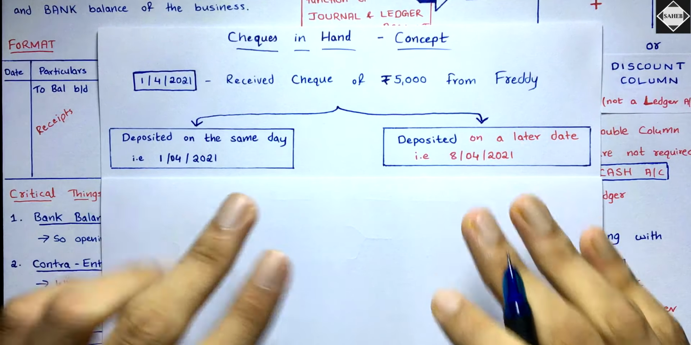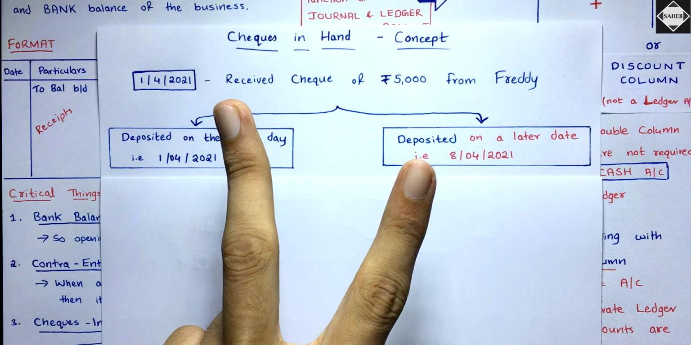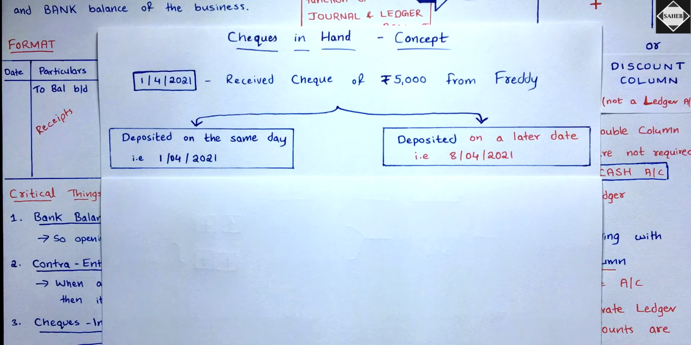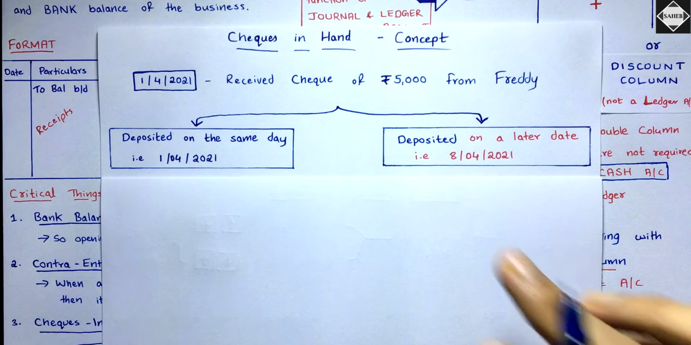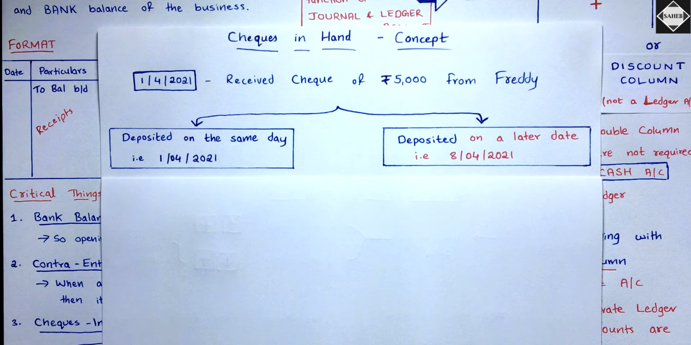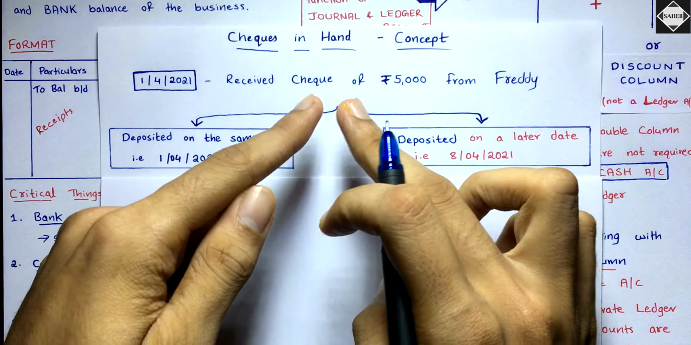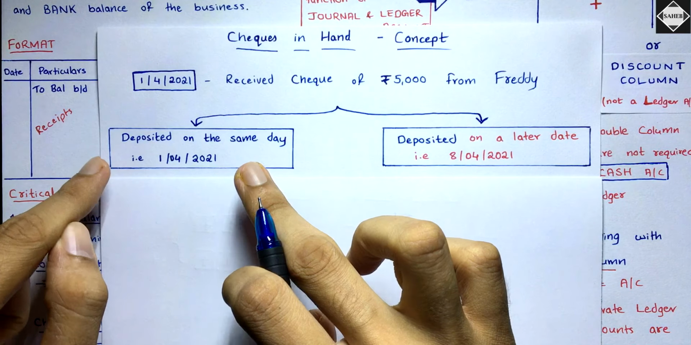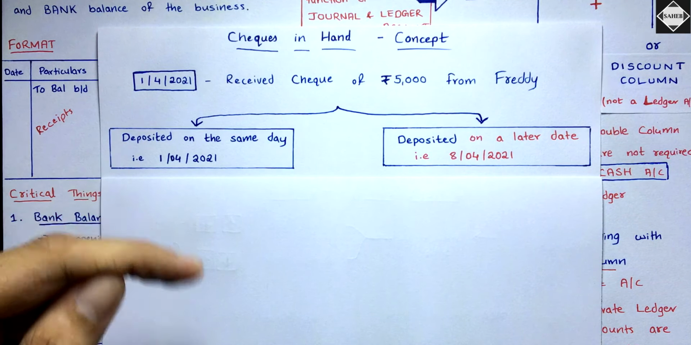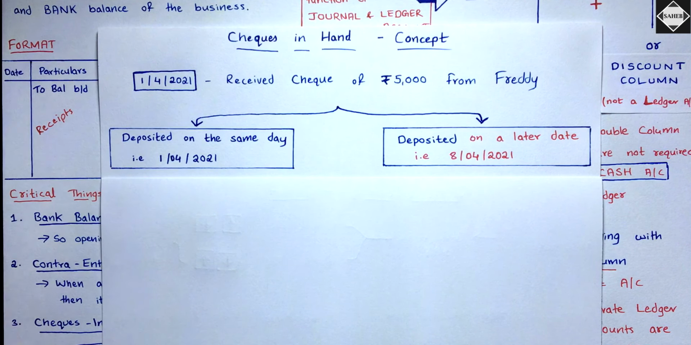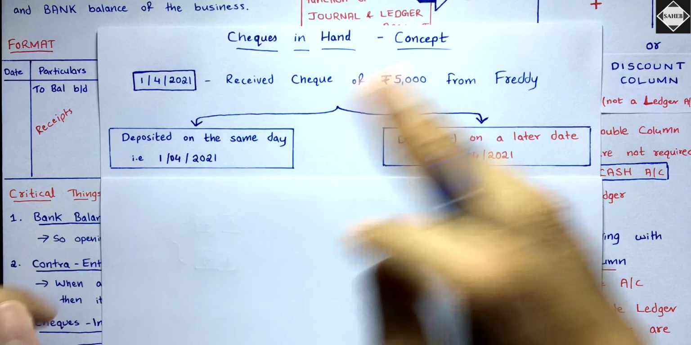But right now, we will discuss two scenarios which you have to understand properly. The first scenario is, let's take this example and understand. Let's say on 1st April 2021, you received a check from your customer Freddy of rupees 5,000. And what you did was, with that check, immediately you went to the bank and deposited that check, on the same day, that is 1st April 2021. If you're depositing it on the same day, you have to understand properly how the recording will happen. We will not consider whether the check is cleared or not.